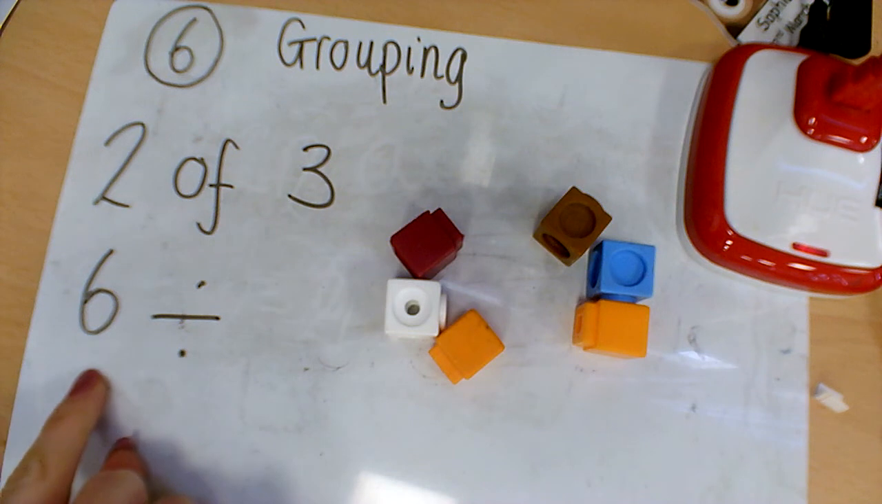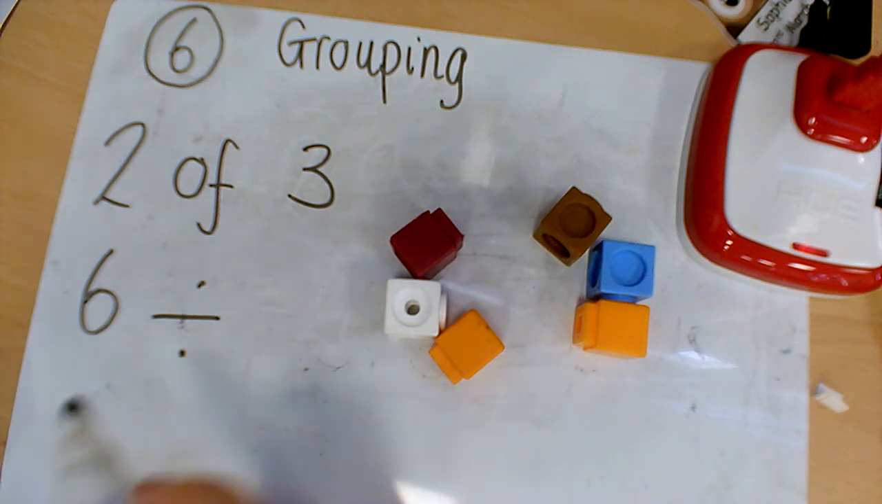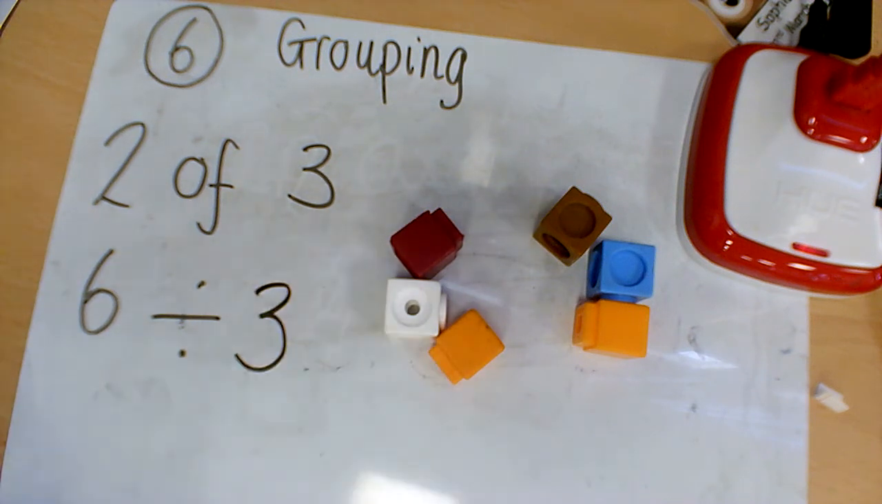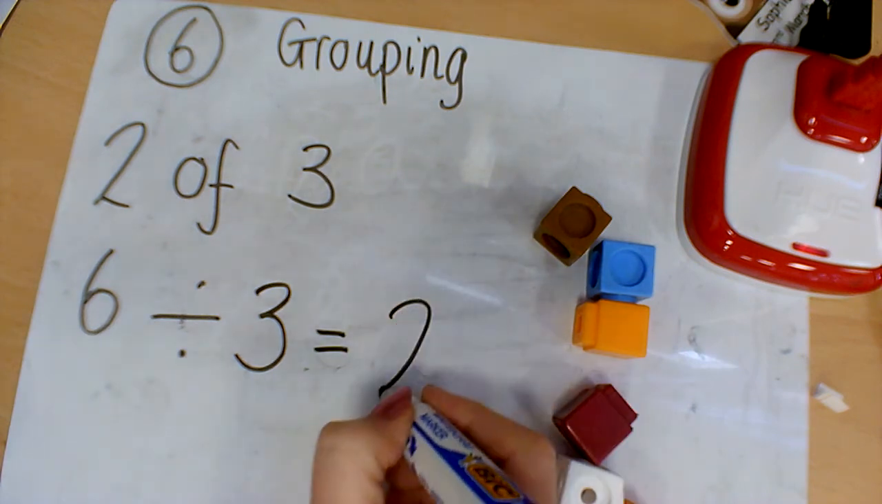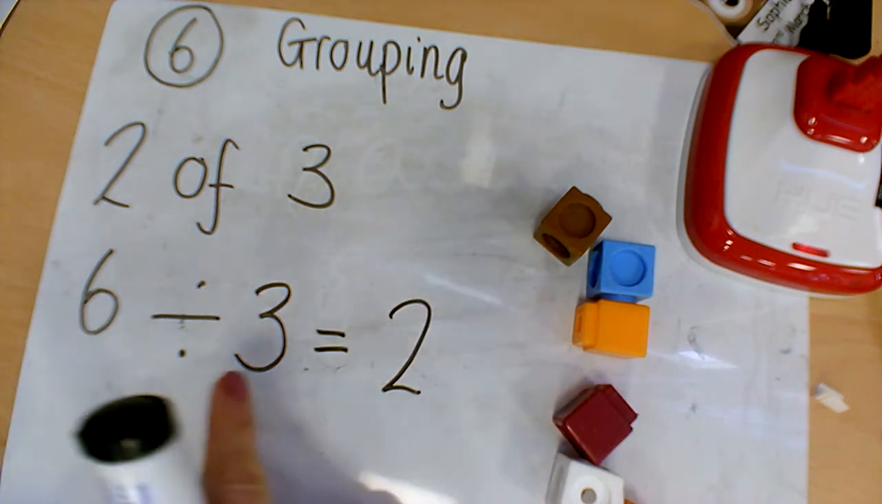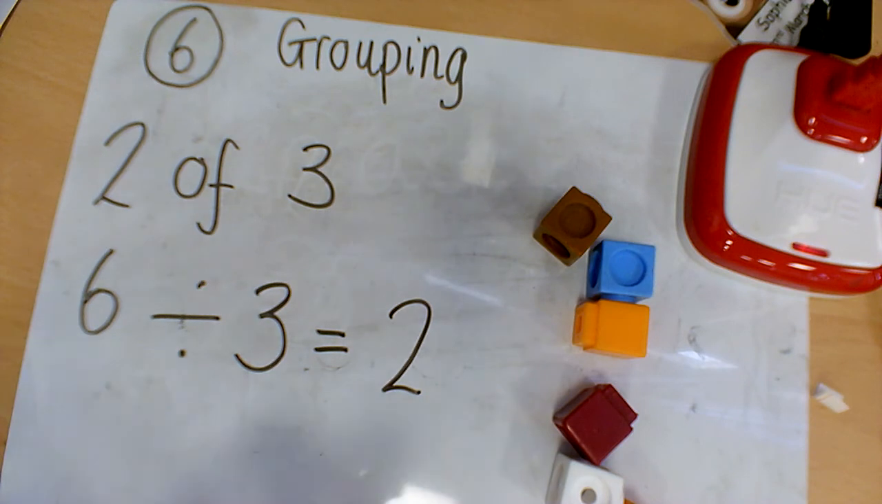Let's look all together. I had six objects and I've grouped them into groups of 3, and that has made 2 groups. 6 divided by 3 equals 2.